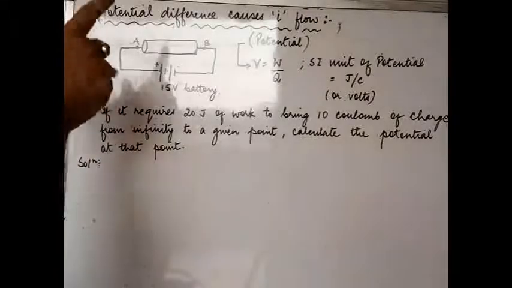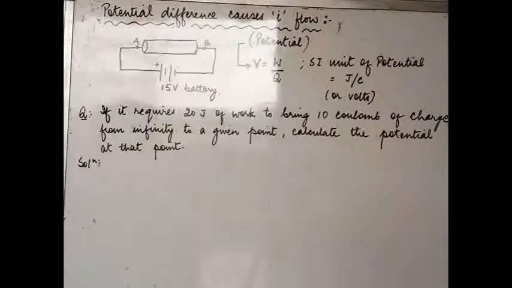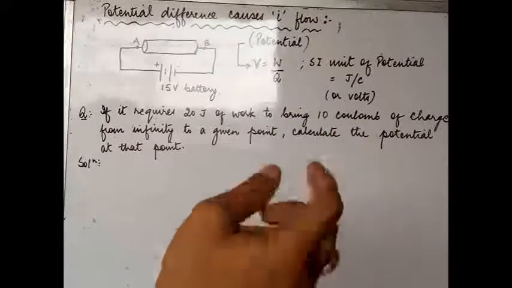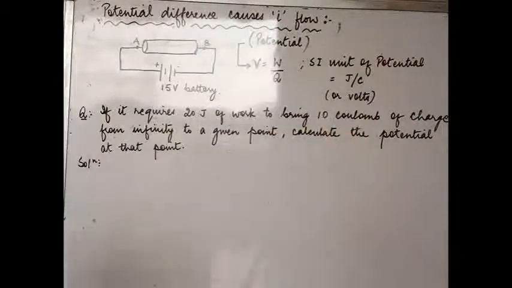Similarly, the difference of potential can also be created in a circuit or in a wire, and this difference of potential will cause the flow of current, just like the difference of the heights caused the ball to roll down.